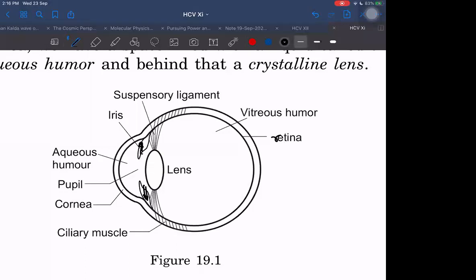And this pupil automatically gets contracted when it is daytime. Already a lot of light is there in the surroundings, so we want less intensity to enter. Then it will get contracted. So it is a small opening. Pupil is a narrow opening here.